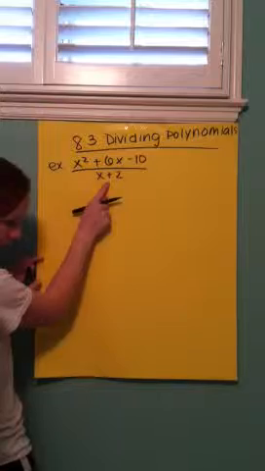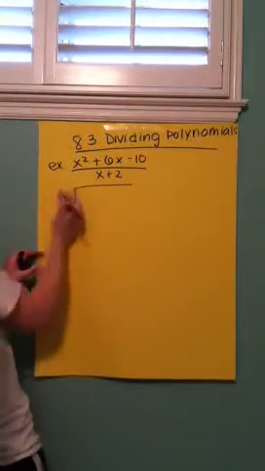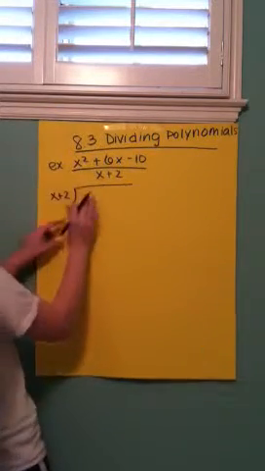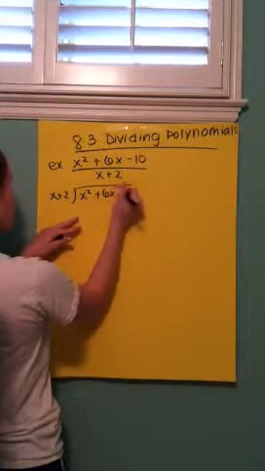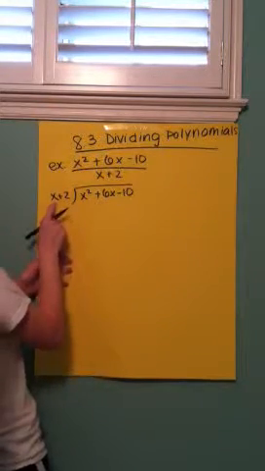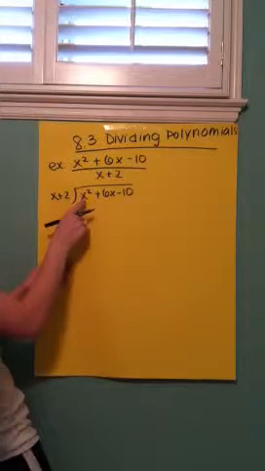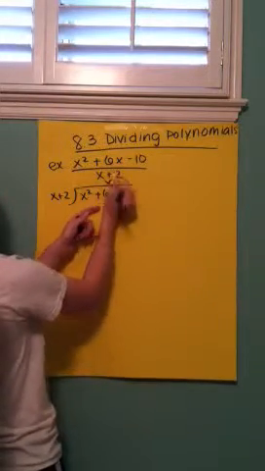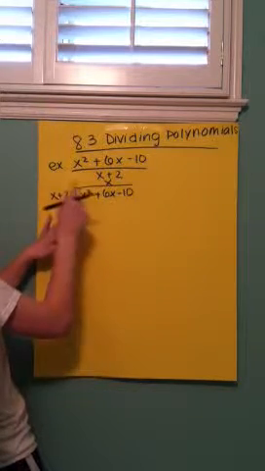So you'll take the denominator and put that on the outside, and then you'll take the numerator and put that on the inside. Okay, so then you want to see what you have to multiply by x plus 2 to get x squared, which would just be x. So you'll put that over 6x. And then you will multiply x plus 2 by x.